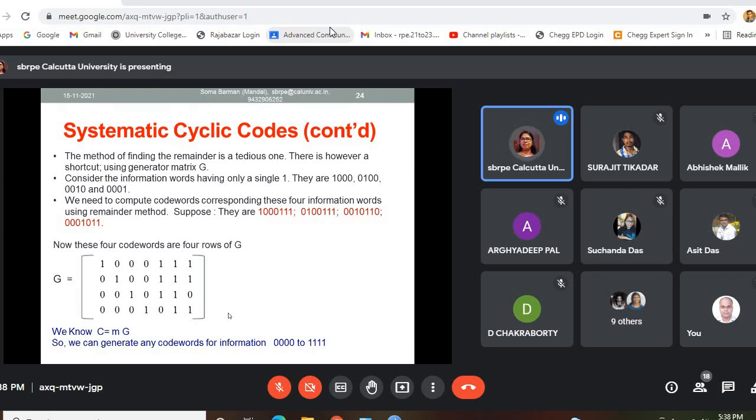How is the basis function formed? This method of finding the remainder is a tedious one. There is, however, a shortcut. That shortcut is by using the generator matrix G.